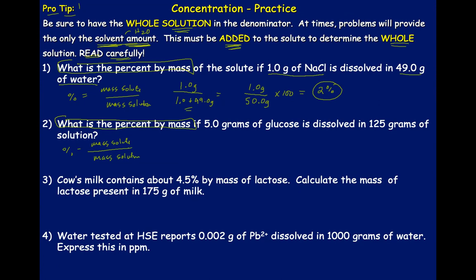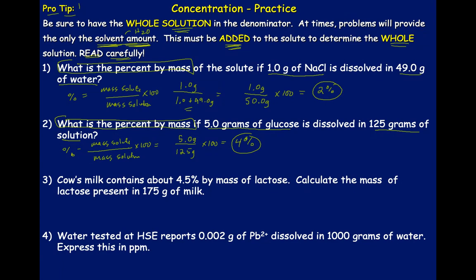Okay, again, you will be given this on the reference table, by the way. It's there. Again, this is times 100, and this is times 100. So we're given 5 grams of glucose, and 125 grams of solution. Well, this time we do have the solution, so we simply divide. So it's easy: 5.0 grams over 125 grams times 100, and I get about 4% by mass of glucose in the entire solution.